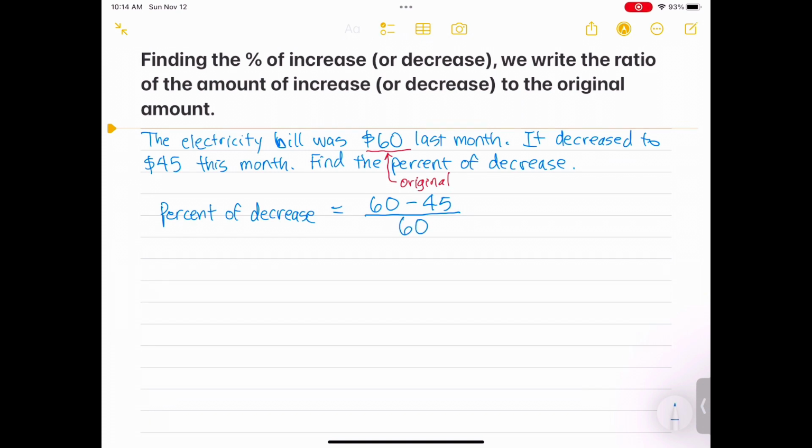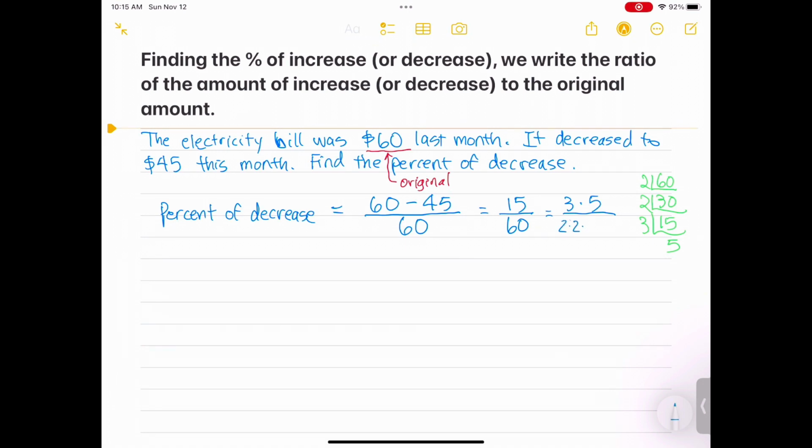So first we solve the subtraction in the numerator, which is 60 minus 45, which equals 15, over 60. So we keep the rest of the fraction. Now I find the prime factors of both the numerator and the denominator. The prime factors of 15 are 3 times 5, and for the denominator, 60, I will use the shortcut division to pull out all the prime factors, and I get 2 times 2 times 3 times 5.